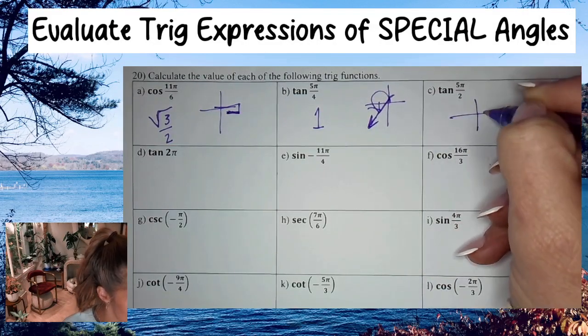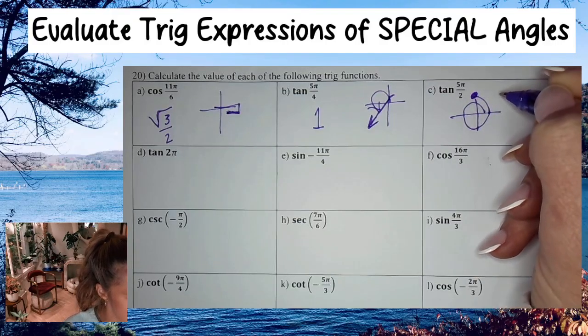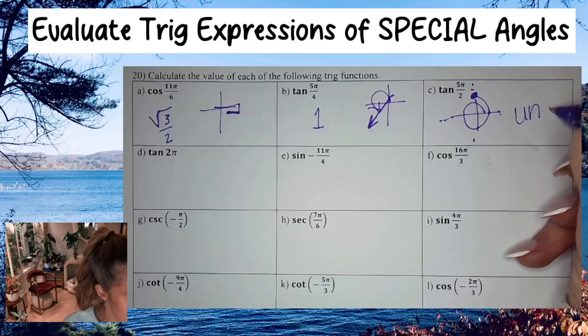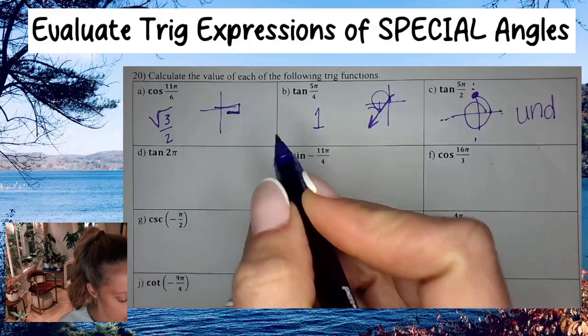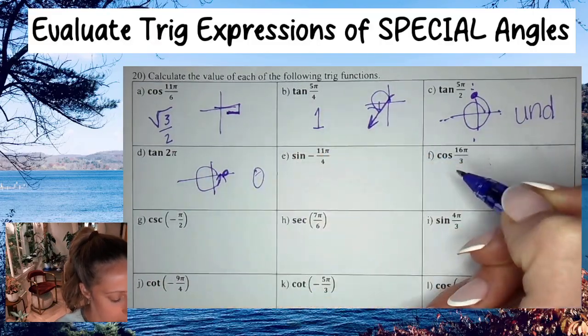5 pi over 2. Well, this is 4 pi over 2, so 5 pi over 2 is over here, coterminal with pi over 2. The tan on the sides is 0. Tan on top and bottom is undefined. Tan again, 2 pi. Like I just said, tan on the side is equal to 0.